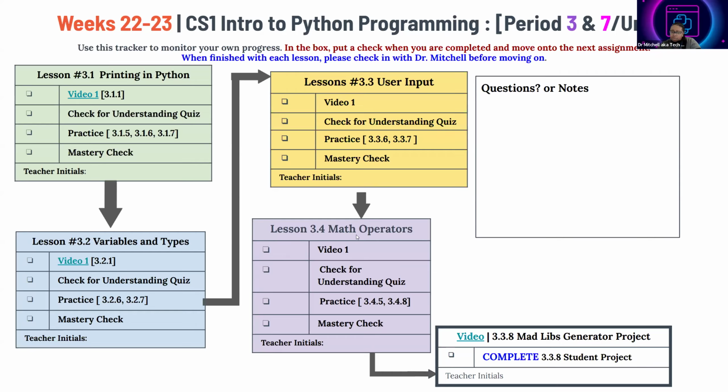And then lesson 3.4 is math operators. There are only 2 lessons in there that you need to complete. And then the project, which I'm going to go into further detail.